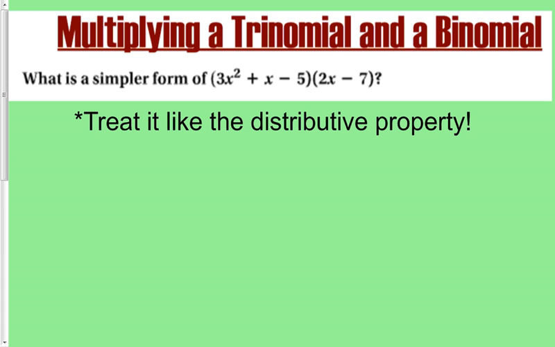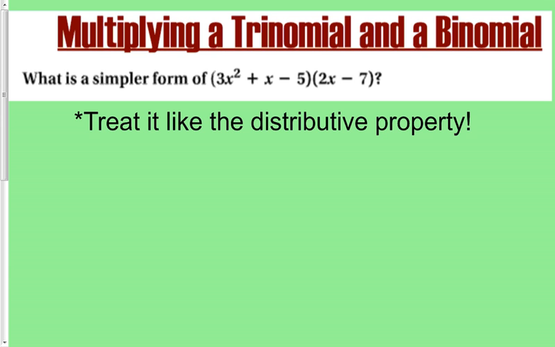All right, let's move on. Let's talk briefly about multiplying a trinomial by a binomial. I have an example here. It says 3x squared plus x minus 5. That's the trinomial, and the binomial would be 2x squared minus 7. We're not going to exactly use the FOIL method, but it's not going to be too much different.